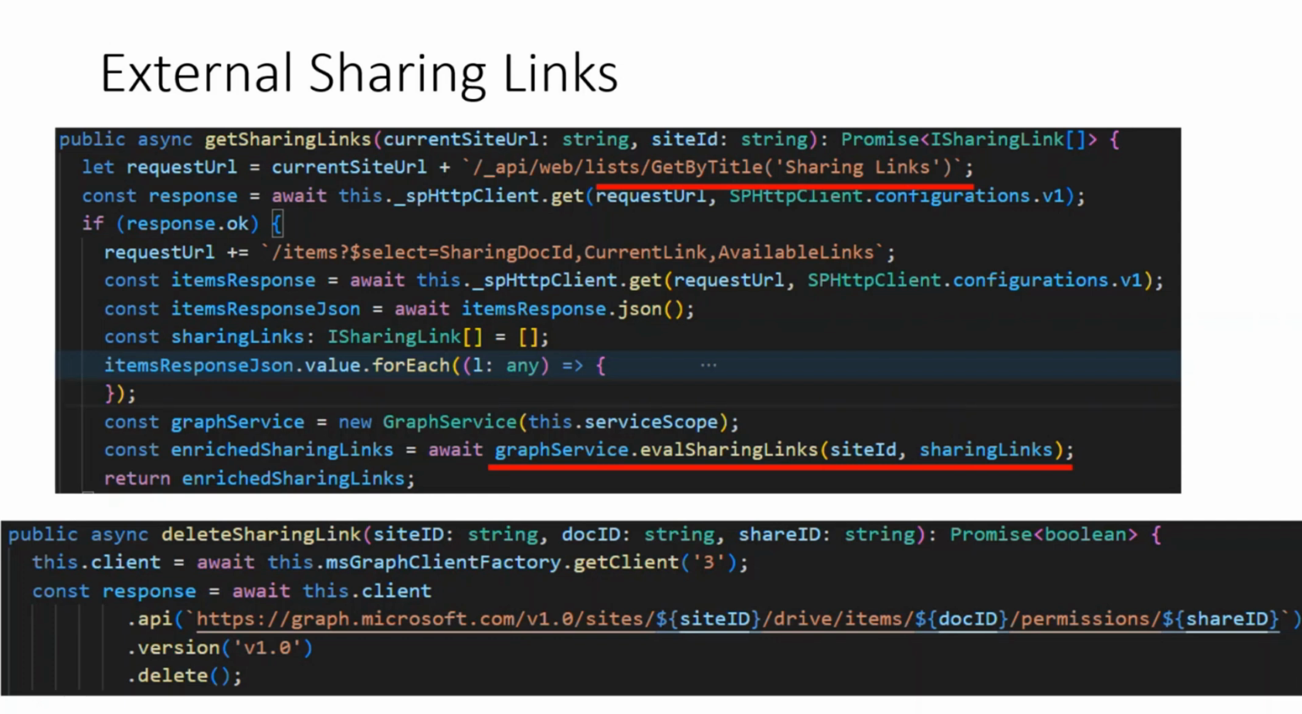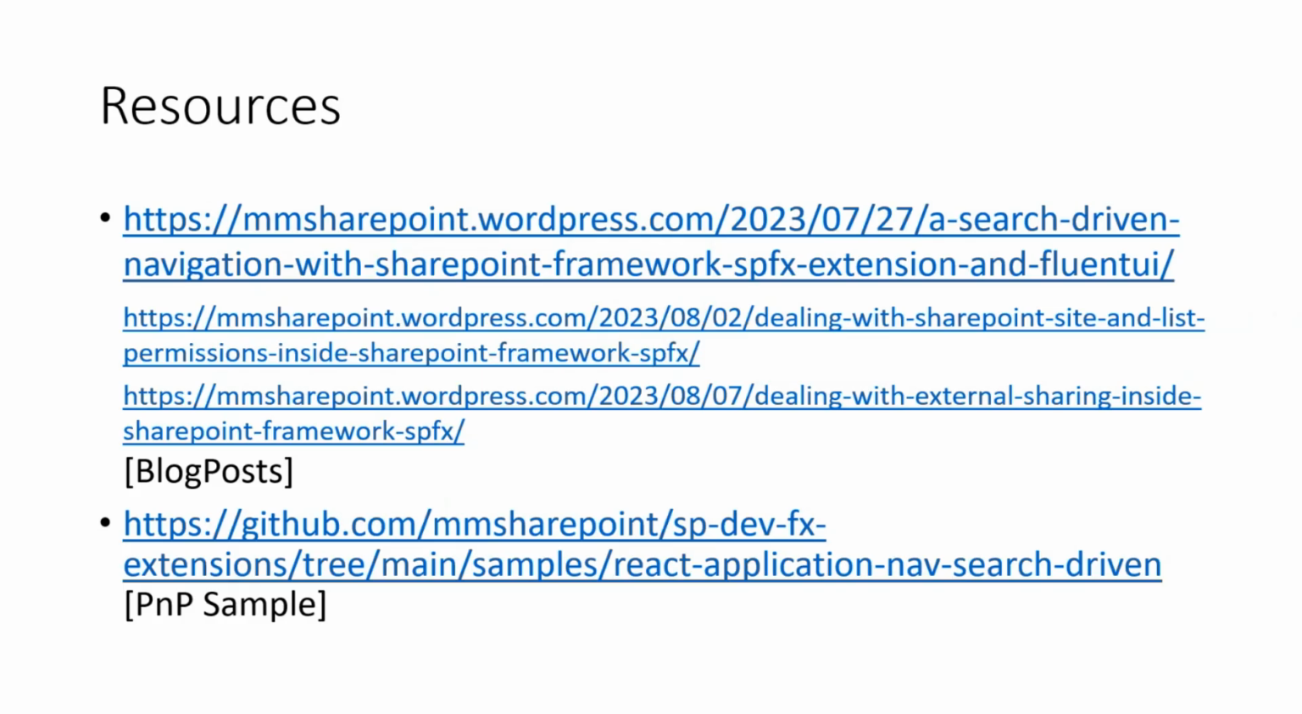And last but not least, how to delete such a sharing link. This is done once again with a Graph call. Here I go directly via the site ID, through the drive, through an item document ID, and then the sharing ID. This is all that I got from the list above, and then I can kick that permission off. That's all from my side.